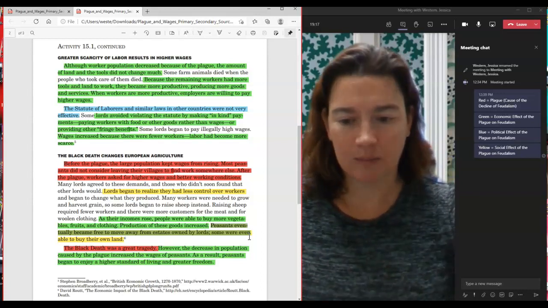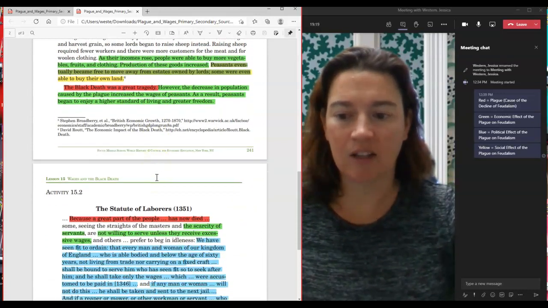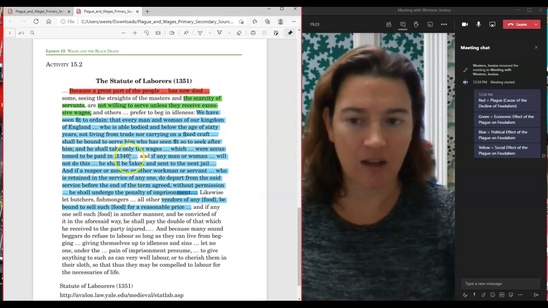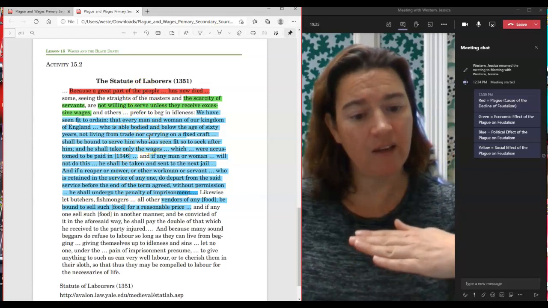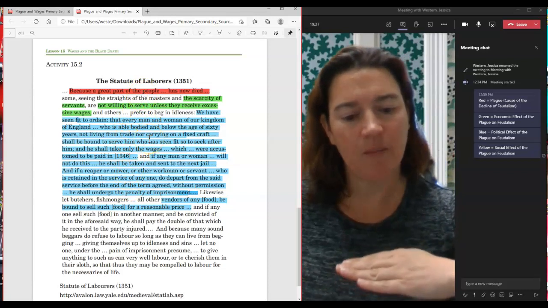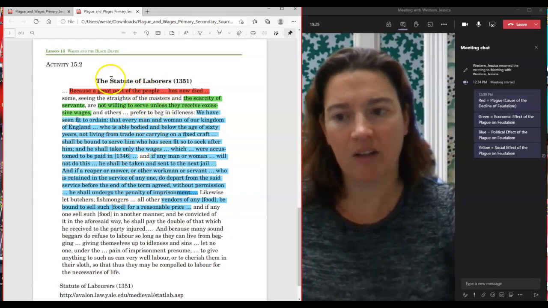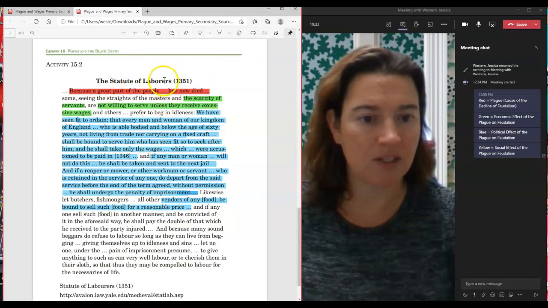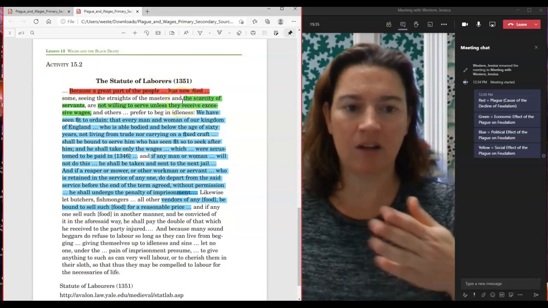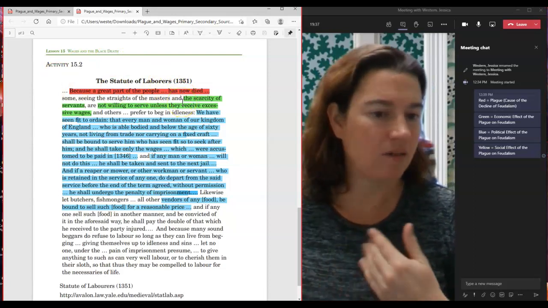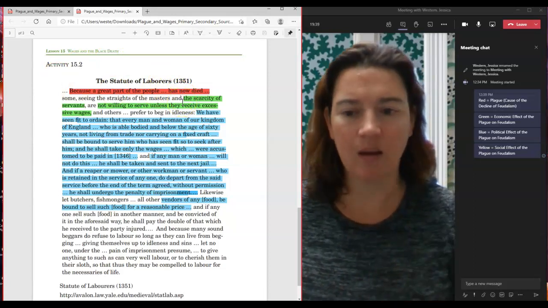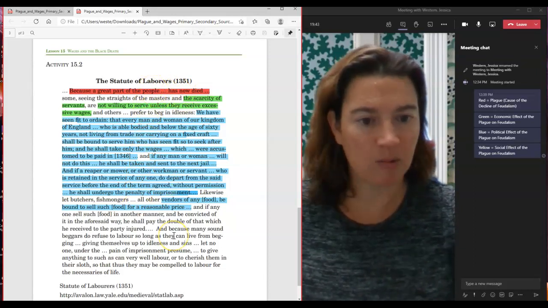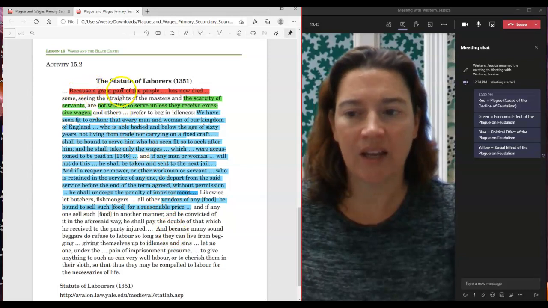Okay, so if you want to take a look at the actual law that they tried to put into place to keep people in that feudal system, to keep people down in that peasant class, you can take a look at it. It was called the Statute of Laborers, 1351. This was in England. There were similar laws in other European countries. None of them worked. So this just gives you an example of what one of those laws would look like. And again, it's color coded.